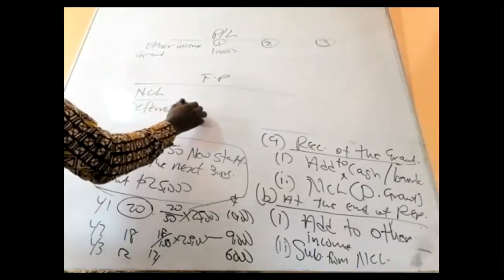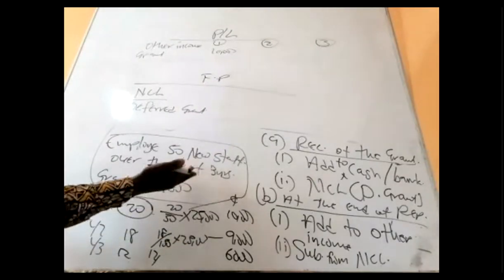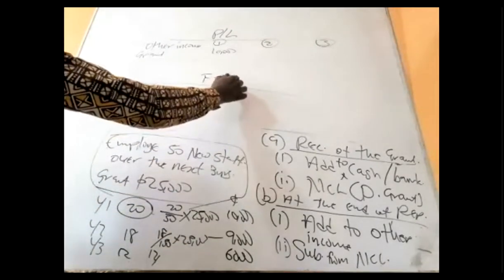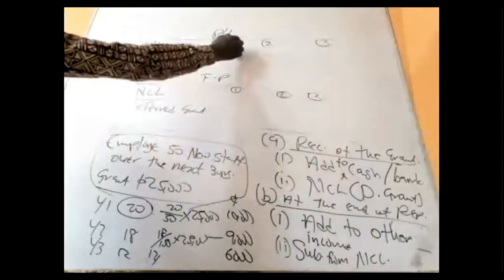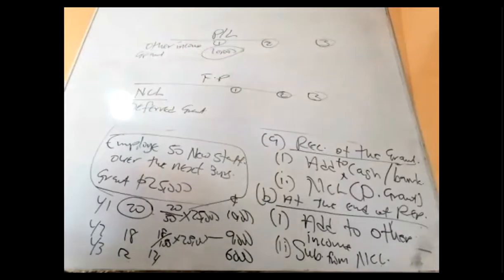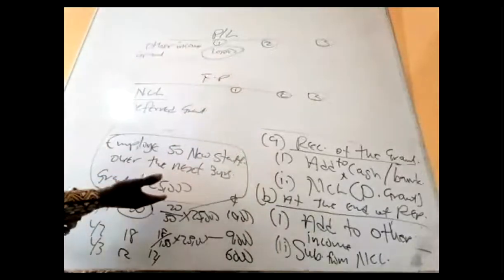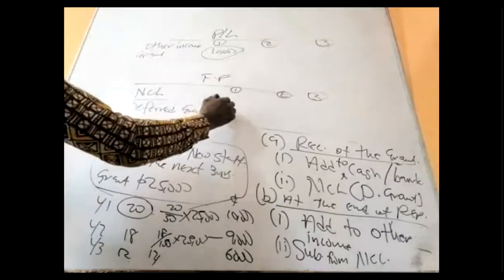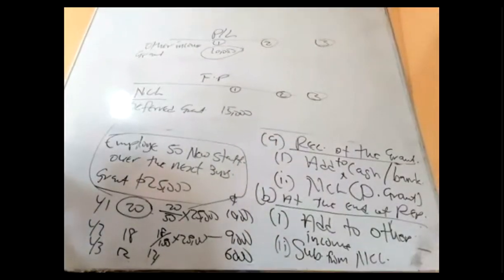So deferred grant. The entire grant is what? 25,000. But at the end of year 1, I've released what? 10,000. So I'll subtract this 10,000 from the total grant. That's the total liability, so that is 15,000. It means I'm owing a condition of 15,000.